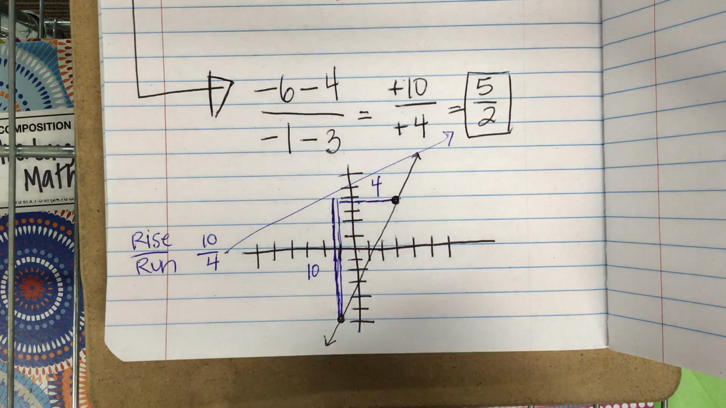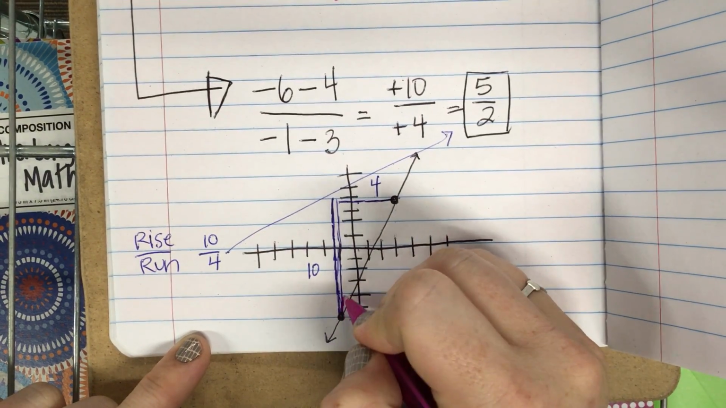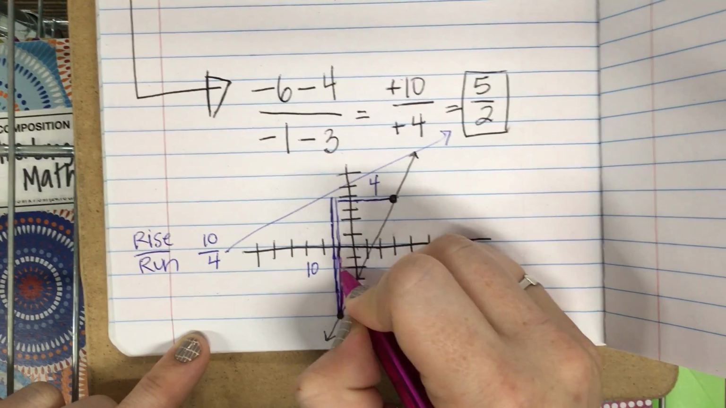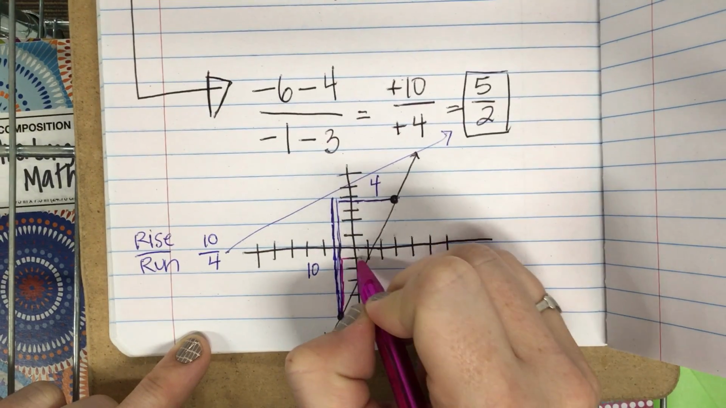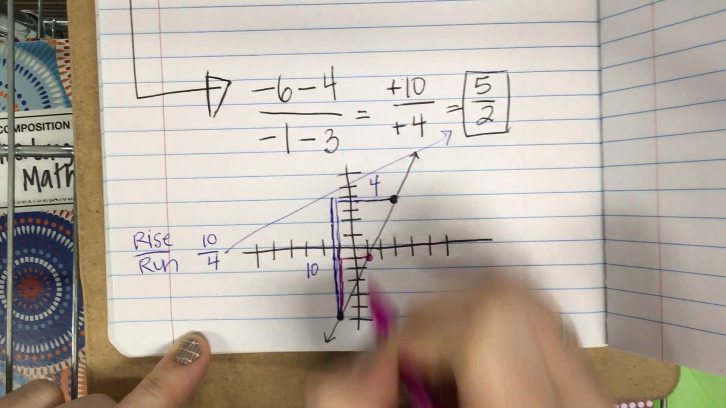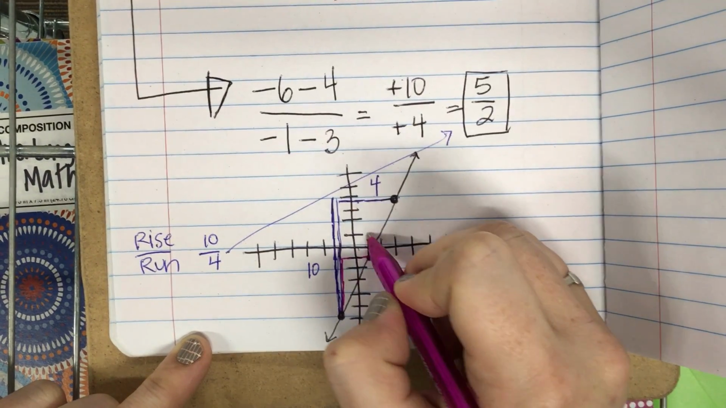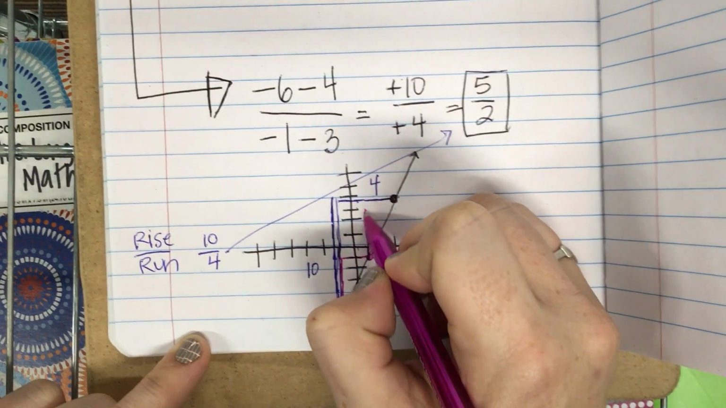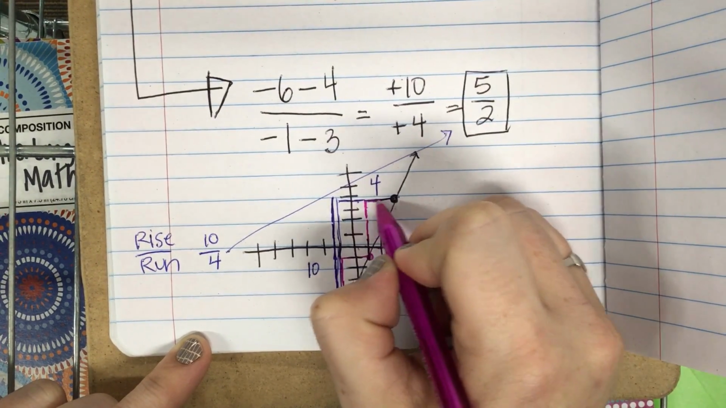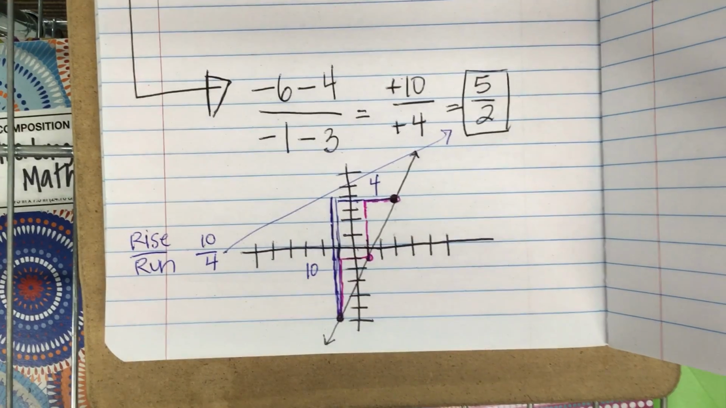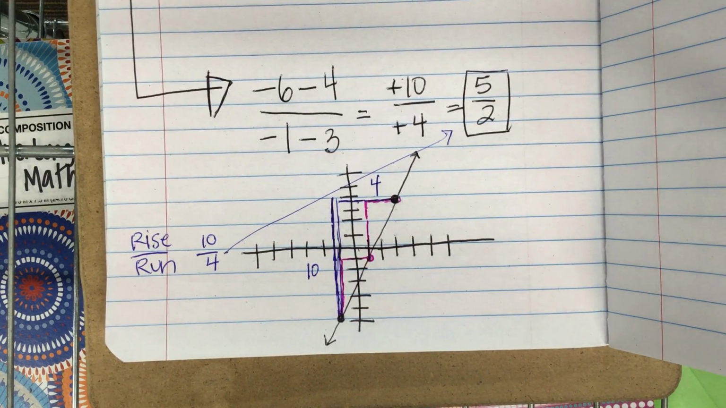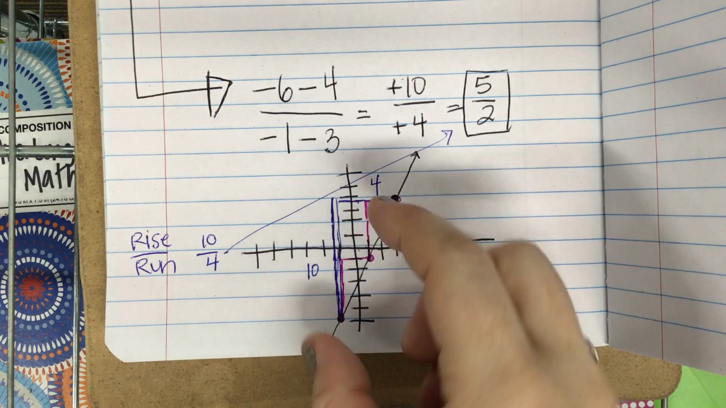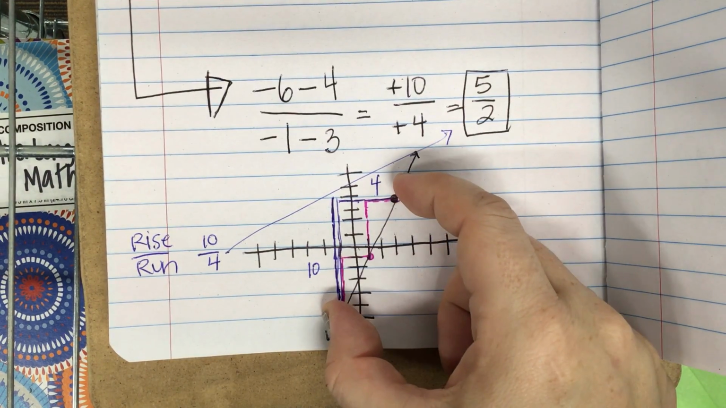Because if you look, 1, 2, 3, 4, 5, 1, 2. If I do my slope 5 over 2 twice, I get to both points.